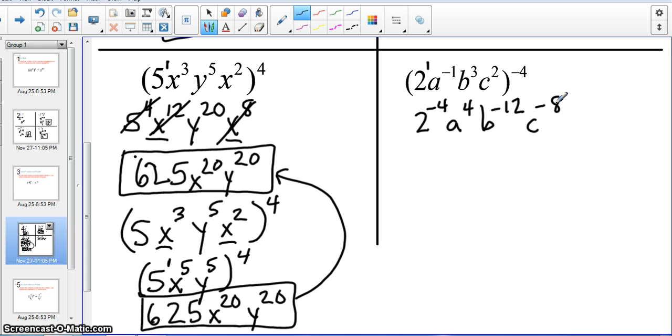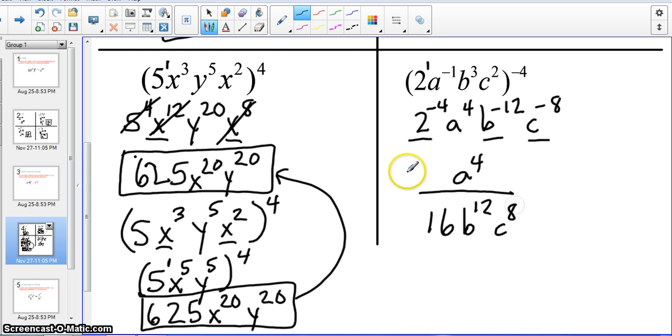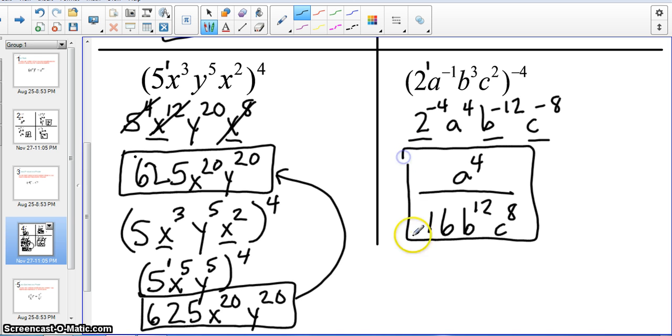Now look at your numbers there. What do you see that we do not like? Negative exponents for this one, and this one. So we have to move all three of these terms. The a to the fourth has a positive exponent, so it stays on top. 2 to the fourth goes on bottom now, so 2 to the fourth is 16. Then b to the 12th, c to the 8th. Really what we've just done is we've done a quotient rule by moving our negative exponents.